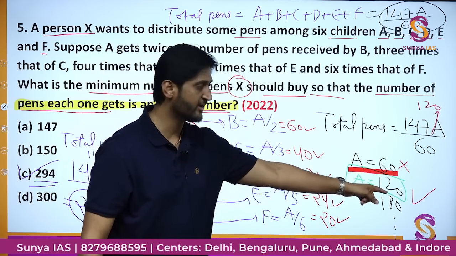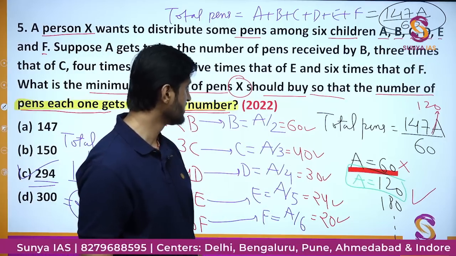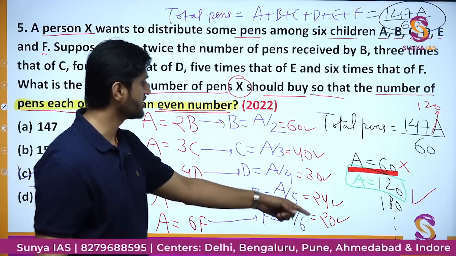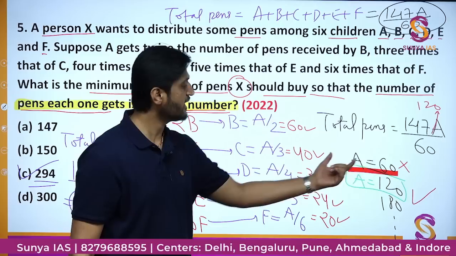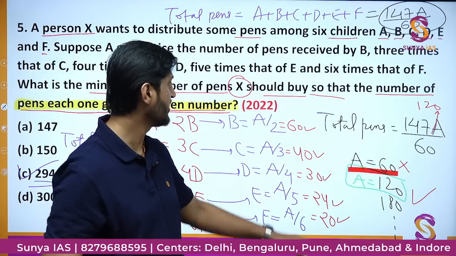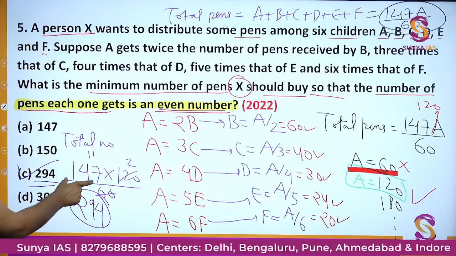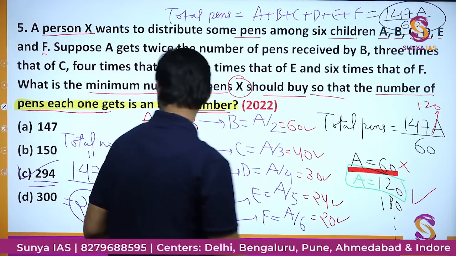So I tried with the value of 120, and now everyone is getting a good value, that is all of them are getting 60, 40, 30, all even numbers. So A is nothing but equal to 120. But as a word of caution, our final answer is not 120, but it is this 147 into 120 by 60, and further you will get the final answer as 294.